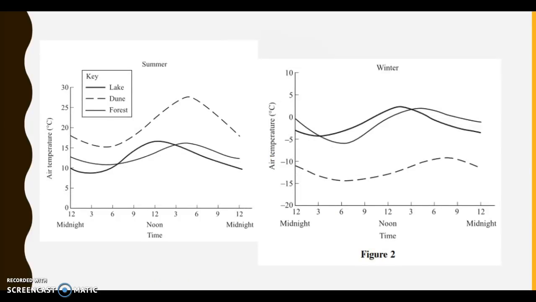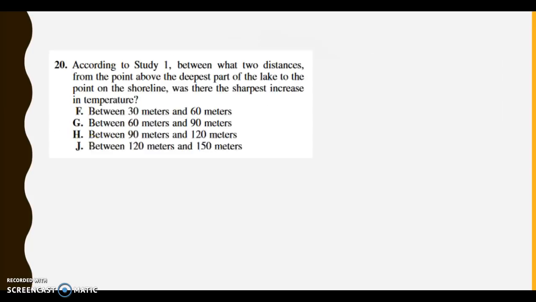Here are our two figures for Study 2. If we notice here, we've got the key showing us which line is attributed to the lake, the dunes, and the forest. And while it's hard to see on the screen, the lake line should be a little bit thicker. We also notice that we see our results in the summer, and we see our results in the winter.